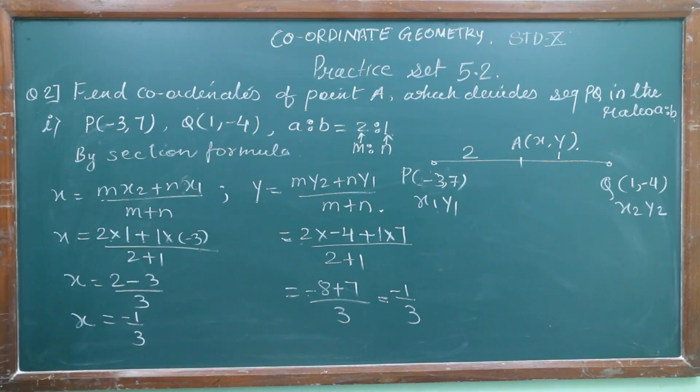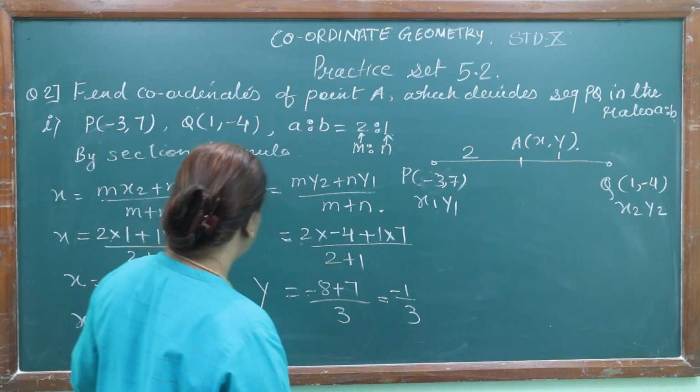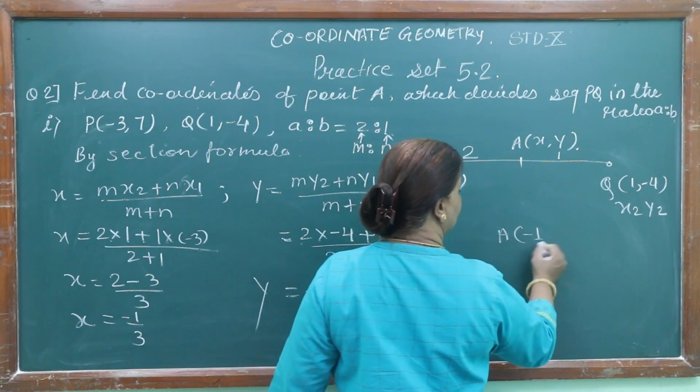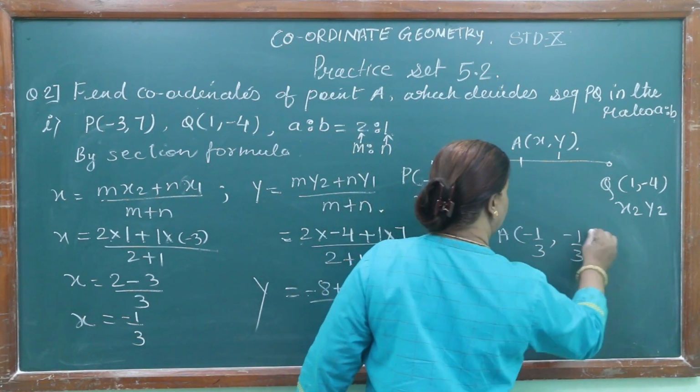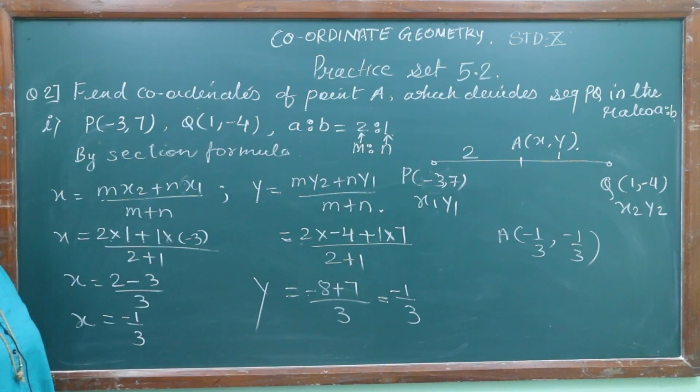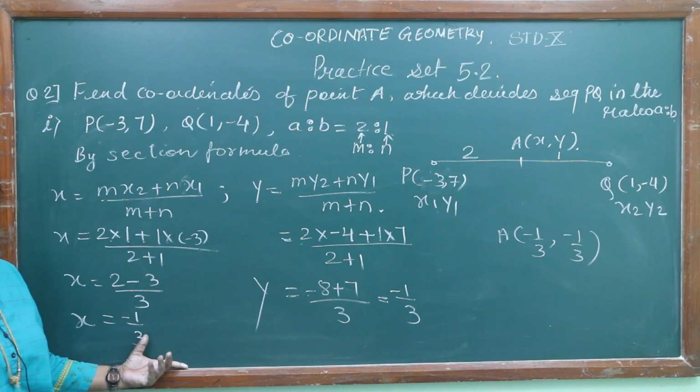So here y coordinate is also minus 1 upon 3, x coordinate is also minus 1 upon 3. So A is minus 1 upon 3 and minus 1 upon 3. Both x and y coordinates are same. So you can pause the video and you can solve the sum.